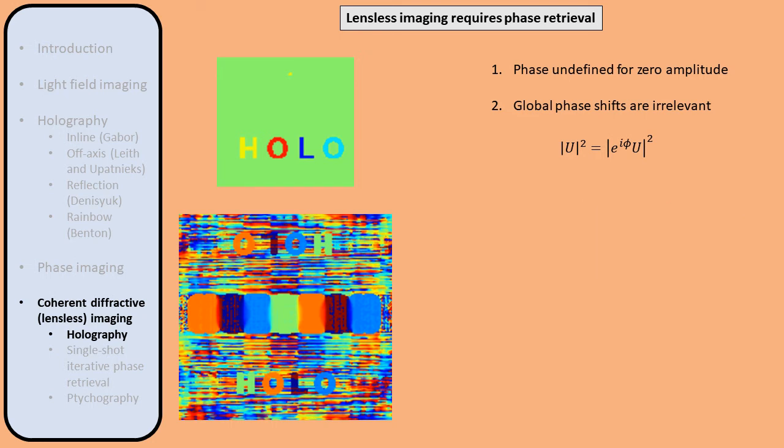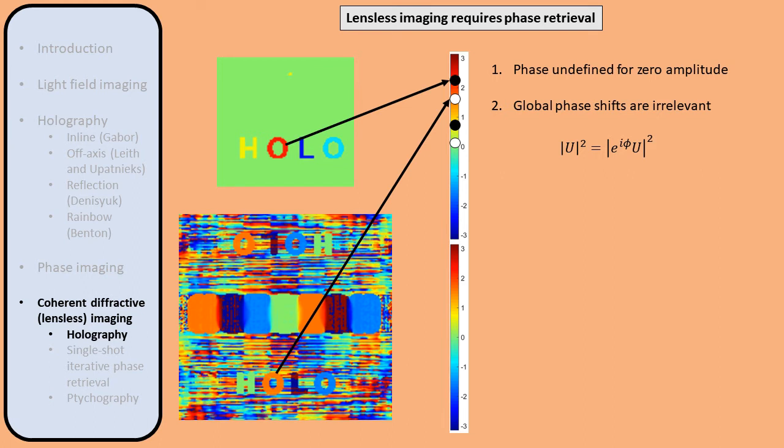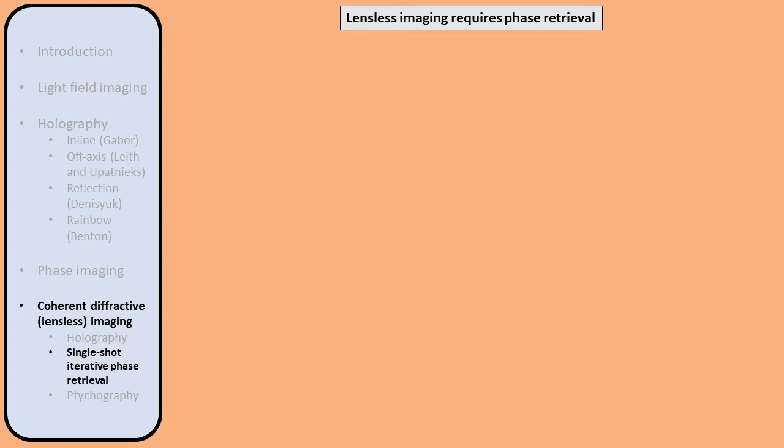Recall that the phase is periodic. A phase of pi is equivalent to a phase of negative pi. If we now compare the original phases to the reconstructed phases, we see that indeed there is a global phase shift present in the reconstruction. Aside from holographic techniques, there are also iterative phase retrieval algorithms for lensless imaging. The most basic algorithm works as follows.